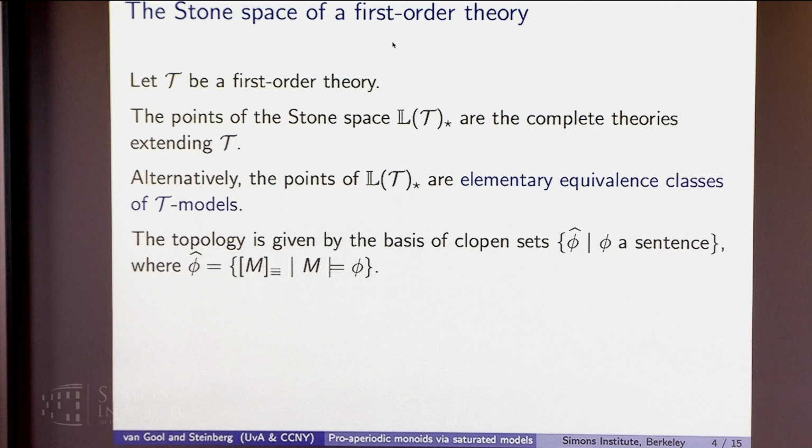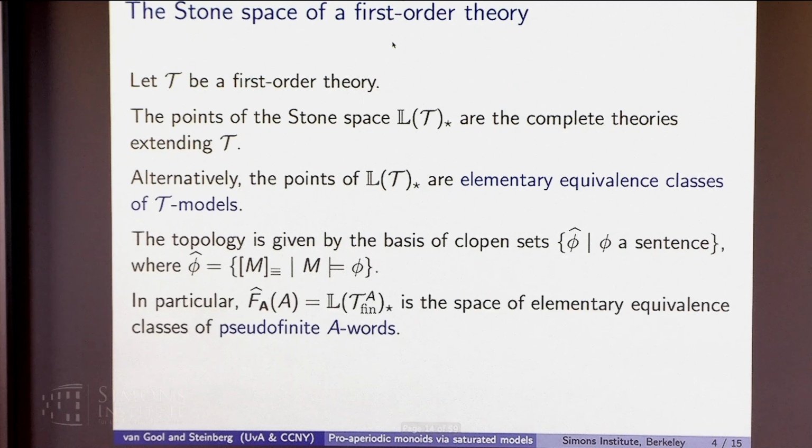And then what is the Stone topology? It's simply the logical topology. So for any first-order sentence, I can look at what I call phi hat, which is the set of those classes of models where that sentence is true. That's a basis for the clopen sets for my topology. So in particular now, applying this principle to the theory of finite words over a finite alphabet A, that's what this space looks like. So the free pro-aperiodic monoid over a finite set A can be viewed as the space of elementary equivalence classes of pseudo-finite words, where by pseudo-finite word I mean a model of this theory, T_A fin.